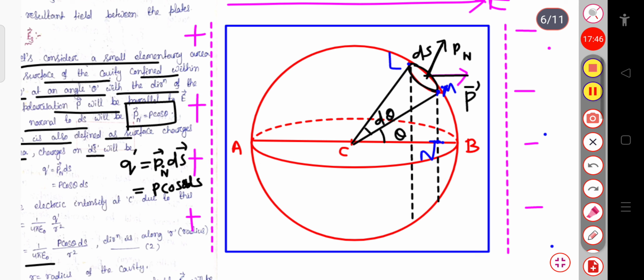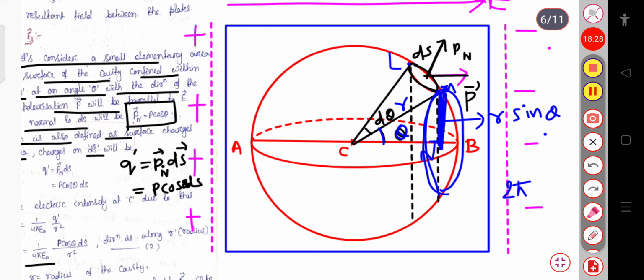Now for this ring, if you consider this ring in the 3-dimensional system, the area of the ring will be equal to, if I consider this to be the radius of the ring, now this angle is your theta. So what will be this side, that is the MN side? Since the radius is r, the perpendicular distance will be equal to r sin theta. Now if you consider a ring having the radius r sin theta, the circumference of the ring will be 2 pi r sin theta.